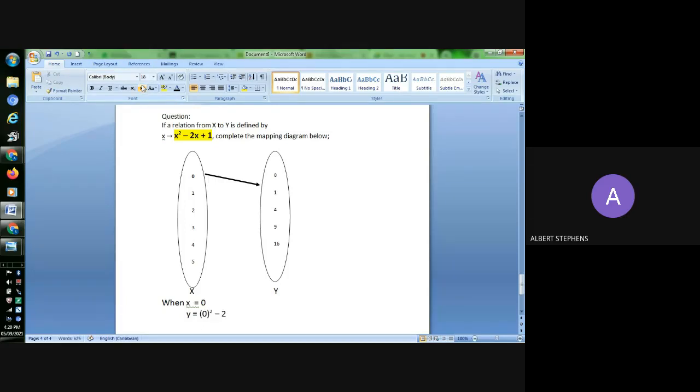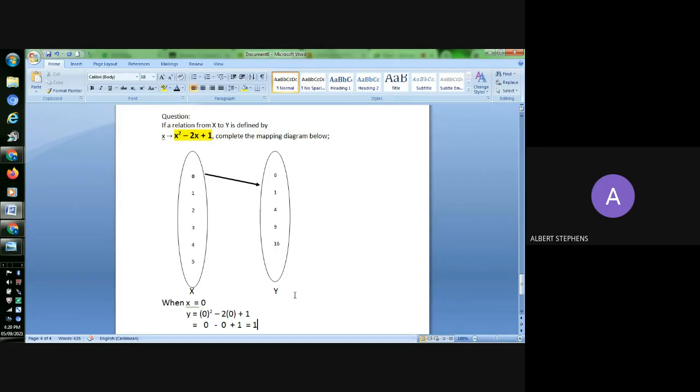Subtract 2 times x. But what is x? 0, plus 1. And what is 0 squared? 0. What's 2 times 0? 0. Right, but the 1, not true. We end up with 1, not true. So this is the answer you get. You draw an arrow to the 1. So these are the answers.